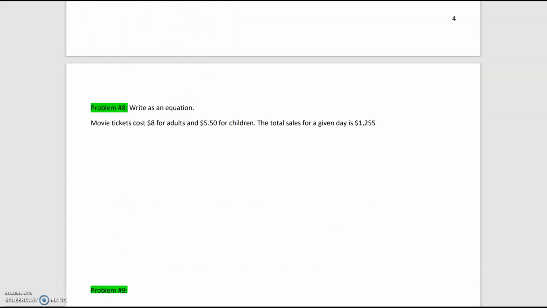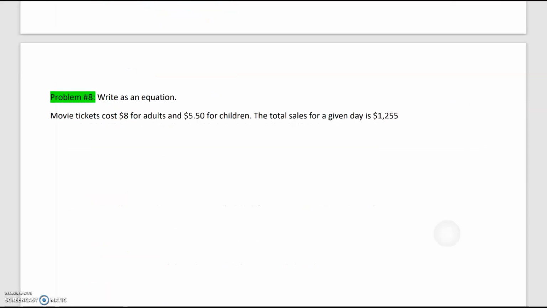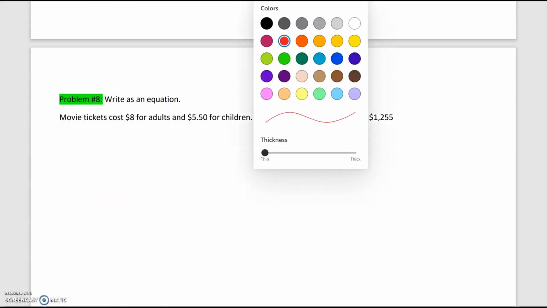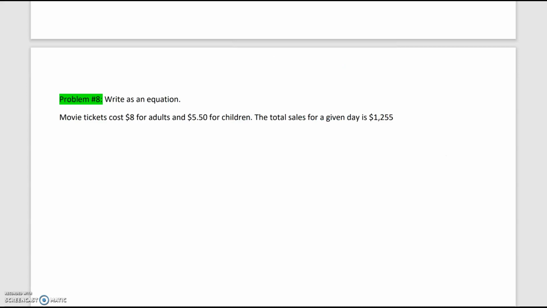Let's move on to problem 8, which is pretty much one that we already did. But let me declare the variables again. I think it was A and C. So let me just use those letters. So let A equal the cost for an adult. And then C is equal to the cost for a child. And then we're talking about tickets.